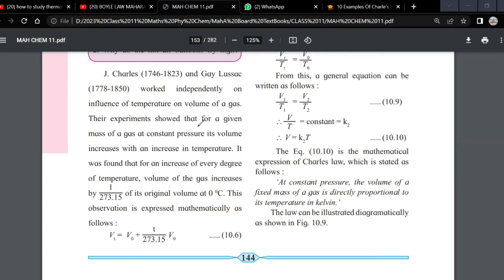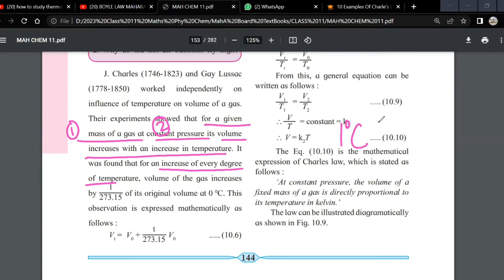Their experiment showed that for a given mass of a gas at constant pressure, so the mass is constant, the pressure is constant, the volume increases with increase in temperature. It was found that for every 1 degree rise in temperature, the volume of gas increases by 1/273.15 of its original volume at 0 degrees Celsius.